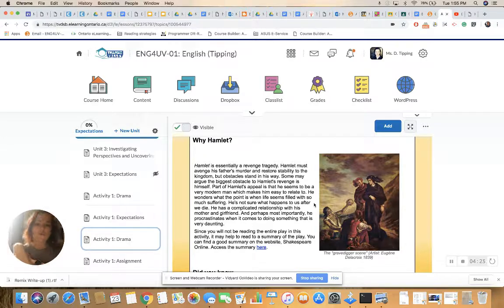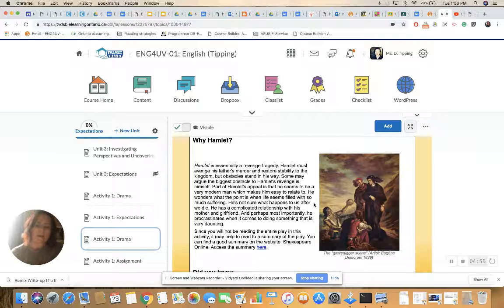He murdered his father. And so part of Hamlet's appeal is that he seems to be a very modern guy that you can relate to, because if you saw a ghost and the ghost told you that your father was murdered by your uncle, who's now married to your mother, how would you respond? Take a couple minutes to think about that. How would you react to that? And then think about how Hamlet might react.